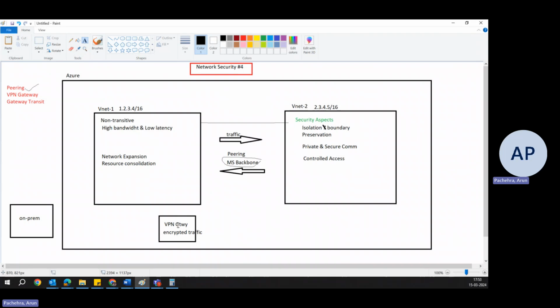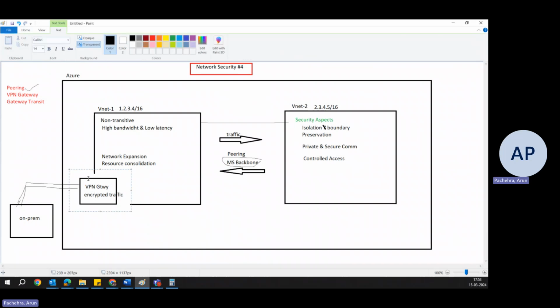So it serves as a bridge that securely connects your on-premises network to Azure, or can be used to connect two virtual networks, as I said regarding the encrypted traffic. So what we'll do, we'll create this VPN gateway, put it here in the virtual network, and there would be a VPN tunnel here. Encrypted traffic will pass here. So this acts as a bridge. Only then traffic gets in and gets out.